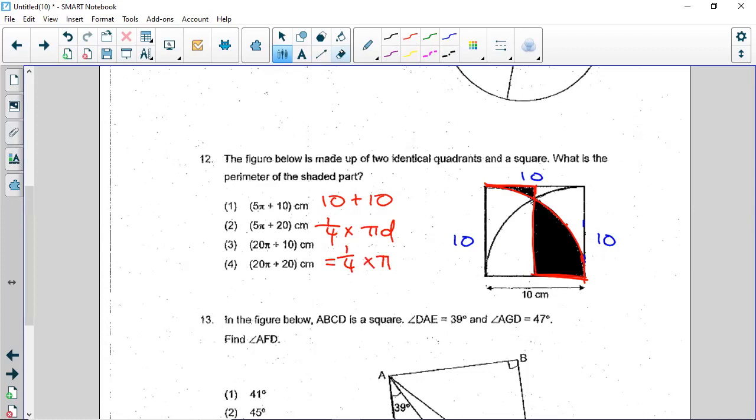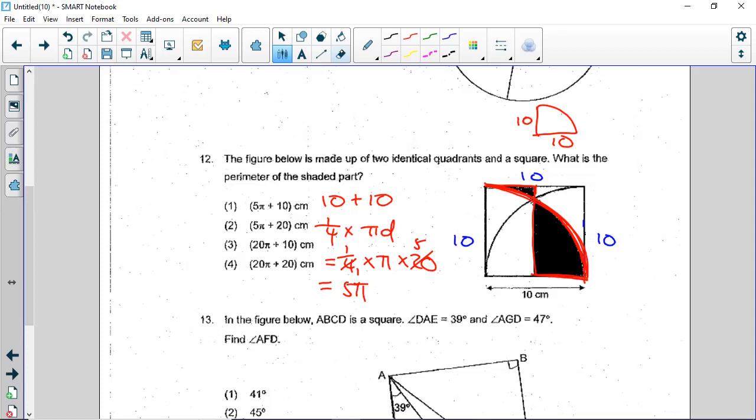What's the diameter? Now, a quadrant has no diameter. Just remember, a quadrant has only radius. Then how do you get the diameter? Take the radius times 2. So 10 times 2 will be 20. What is 20 divided by 4? It will be 5. So you take 5 times pi, that will give you 5 pi. Understand why you get 5 pi?